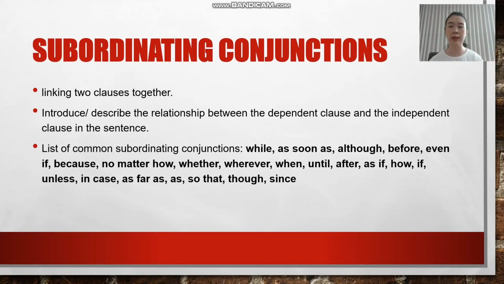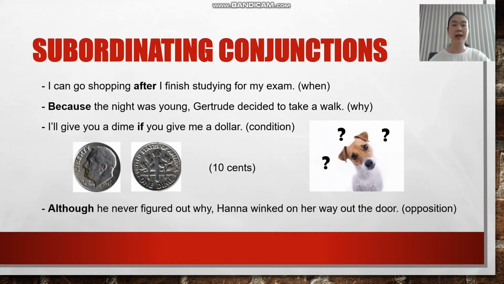You can see words like while, as soon as, although, before, no matter how, wherever, until, after, so that, as far as, though, since. Come on, a lot, right? But the way that we use them is really simple. Let's see subordinating conjunctions in a sentence.